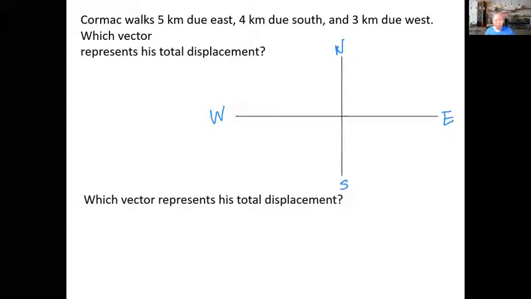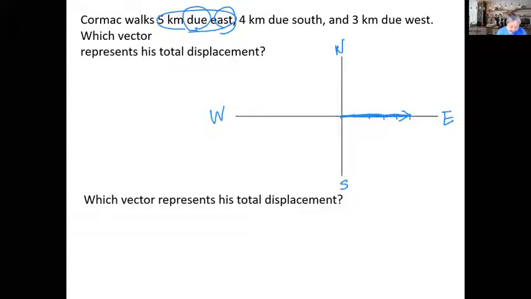Then let's follow the context here. First, 5 kilometers due east. So that means if we start from the origin, we go to the right, and we can use 1 unit for 1 kilometer, and then simply go 5 units to the right. Now the first vector could be this. Due east means there's no diagonally tilted angle measure. It's just directly to the east. So we can expect this horizontal vector there.